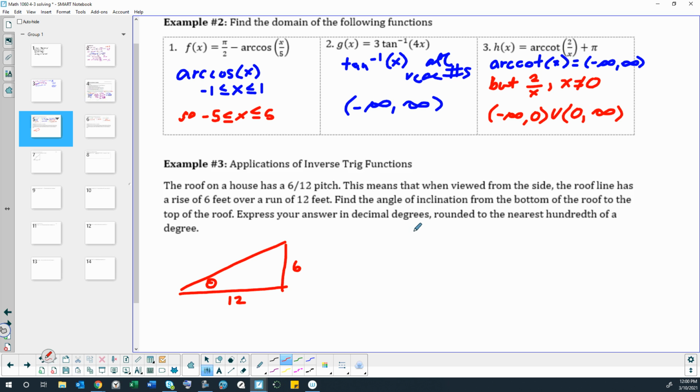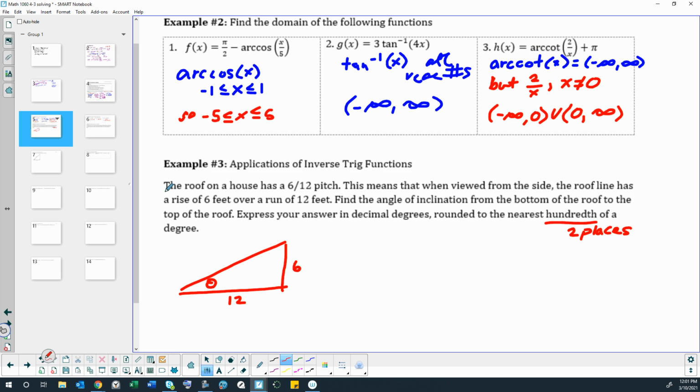Express your answer in decimal degrees rounded to the nearest hundredth of a degree, so that's 2 places. And I know we just changed our calculators to radians. Yes, you have to be good at changing back and forth. So this one specifically asked for the angle in degrees. If it doesn't say degrees, you should plan on doing radians. But usually for real life problems like this, we do degrees. Like practical types of things like this.